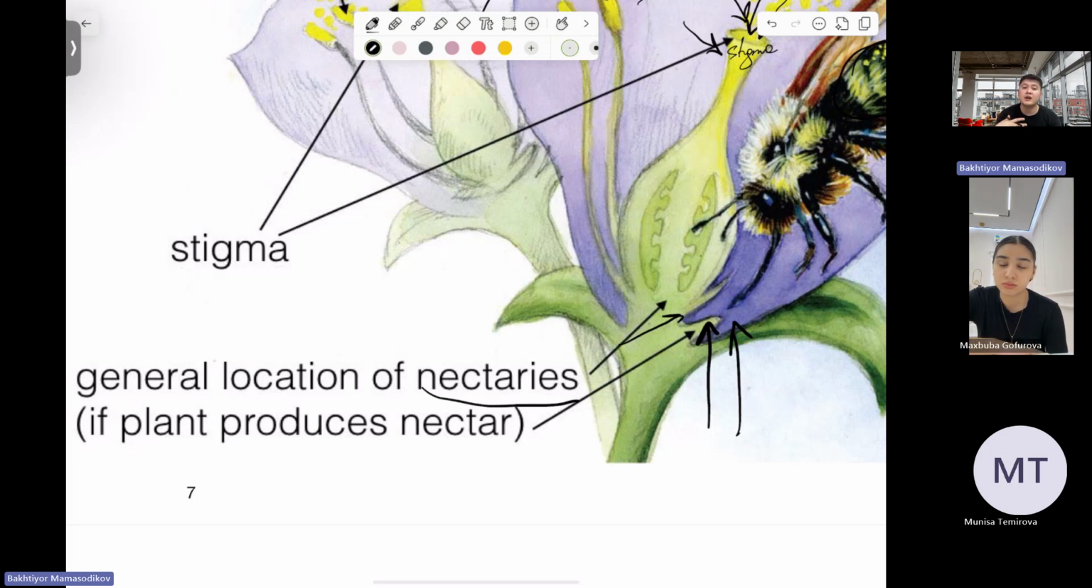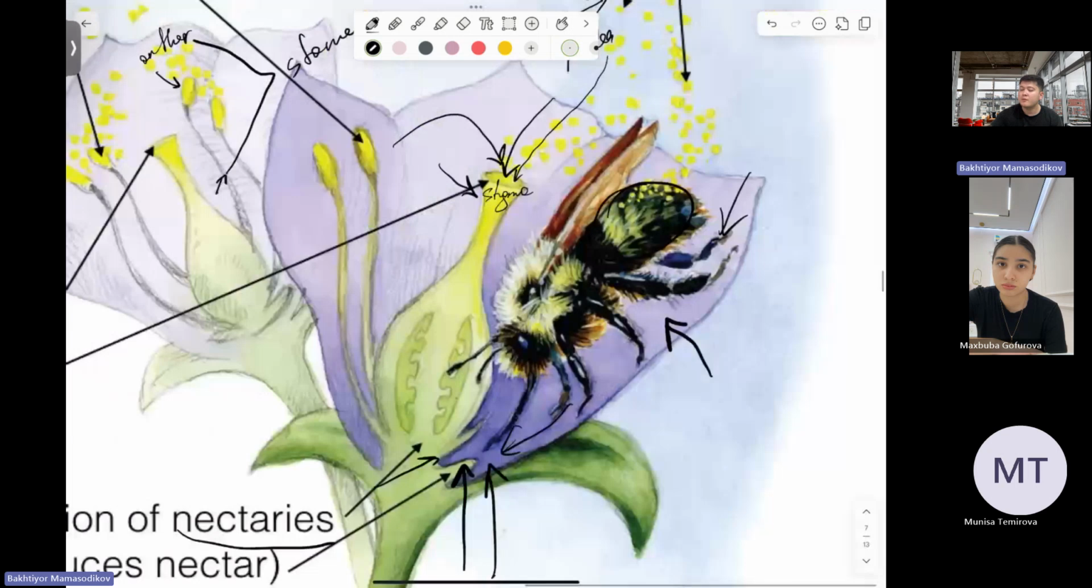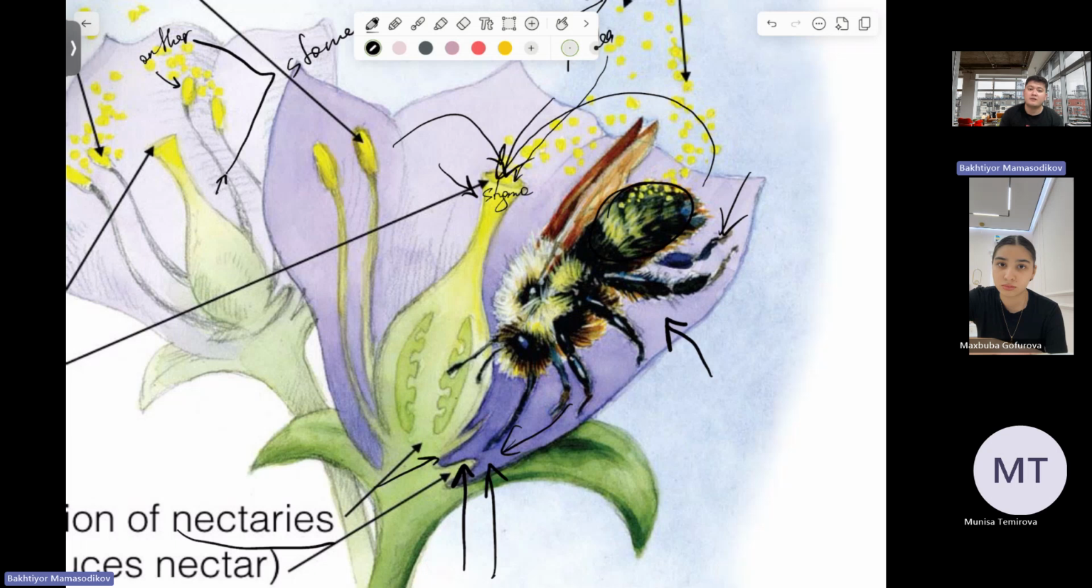Okay, why is the nectar made? Nectar is made to attract insects, for example, the bees. Bees come and they are attracted by the nectar. This is the food for them. They catch up the nectar, but while doing so, they don't know that they are fertilizing the flower. They are bringing the pollen with themselves. They're just coming for the nectar.